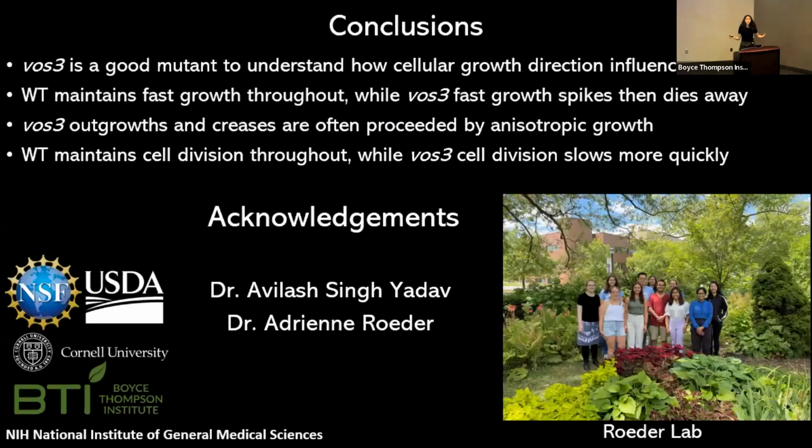So general conclusions we can draw from this. Because of the association we saw between the formation of lumps and creases and anisotropic growth, VOS3 proves to be a very interesting mutant that we can use to study the connections between cellular growth direction and robustness. In terms of area growth rate, wild type sepals are able to maintain some amount of fast growth throughout the 6 days that we image them for, whereas the VOS3 fast growth dies away sooner.